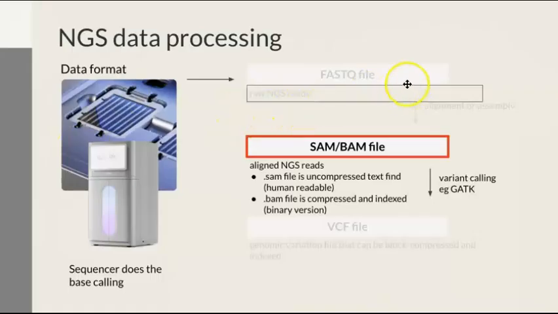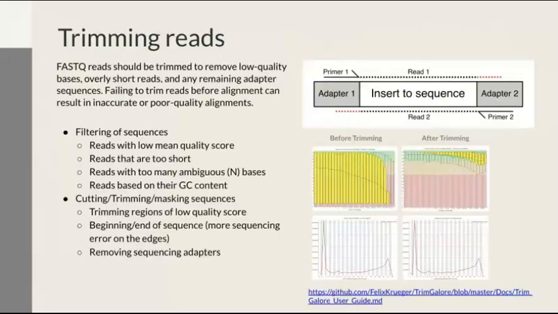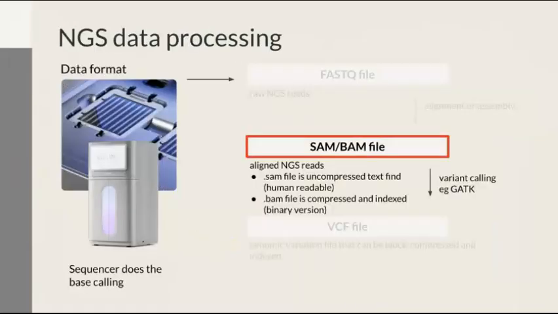Okay, so now that you've done your trimming, I would recommend that after you do your trimming you run FastQC again just to see whether or not it improved the quality. But once you have that, what you're going to get back is this SAM file. What's nice about this SAM file is that it is human readable. It's an uncompressed text file that is human readable, and so we can actually take a look at it and understand it.